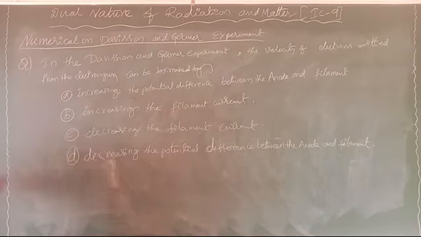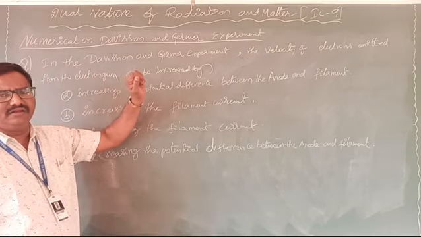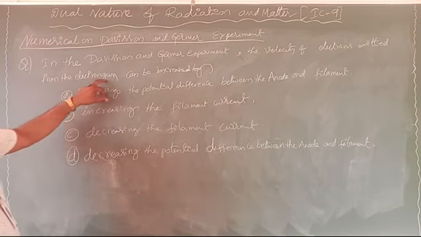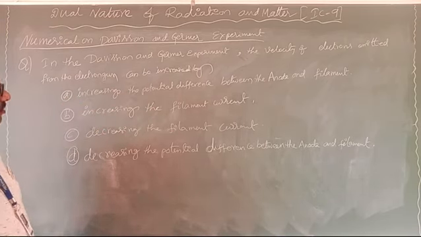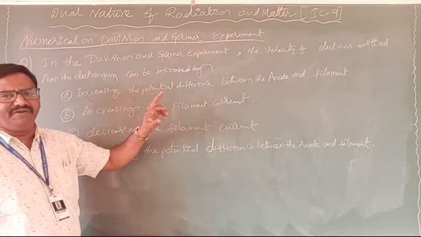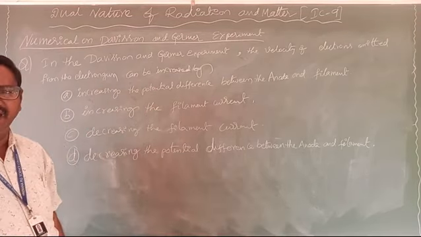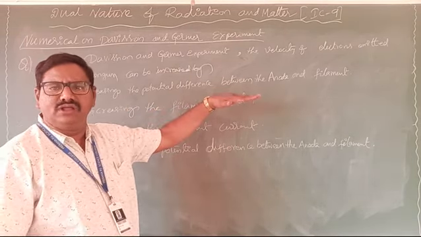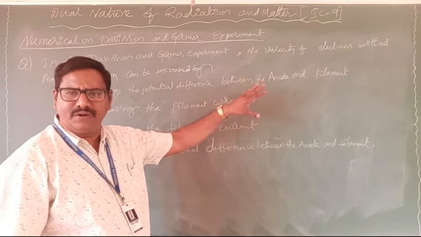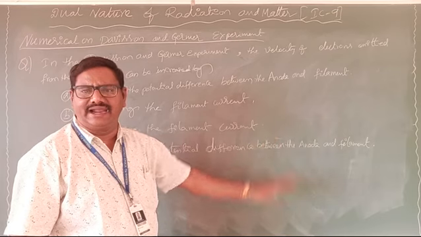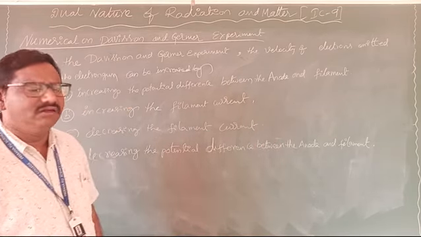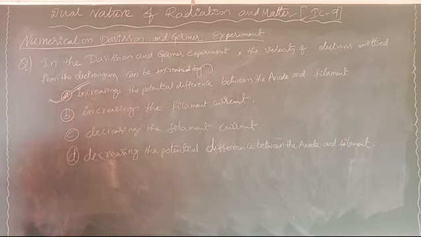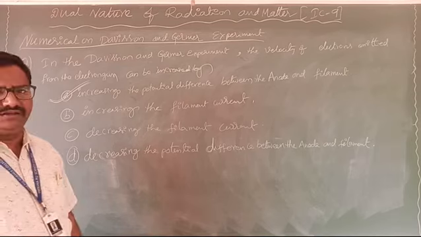In the Davisson and Germer experiment, the velocity of electrons emitted from the electron gun can be increased by how? By increasing the potential difference between anode and filament. Then only electrons are released from the filament, move, get accelerated through a tube, and finally hit the nickel target. Already we learned all that. So the answer is increasing the potential difference between anode and filament. Clear?